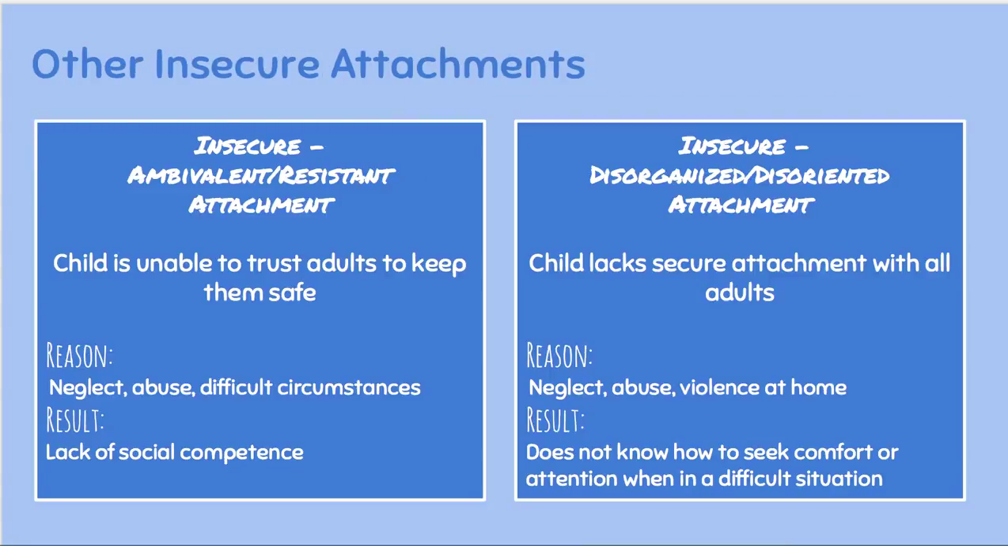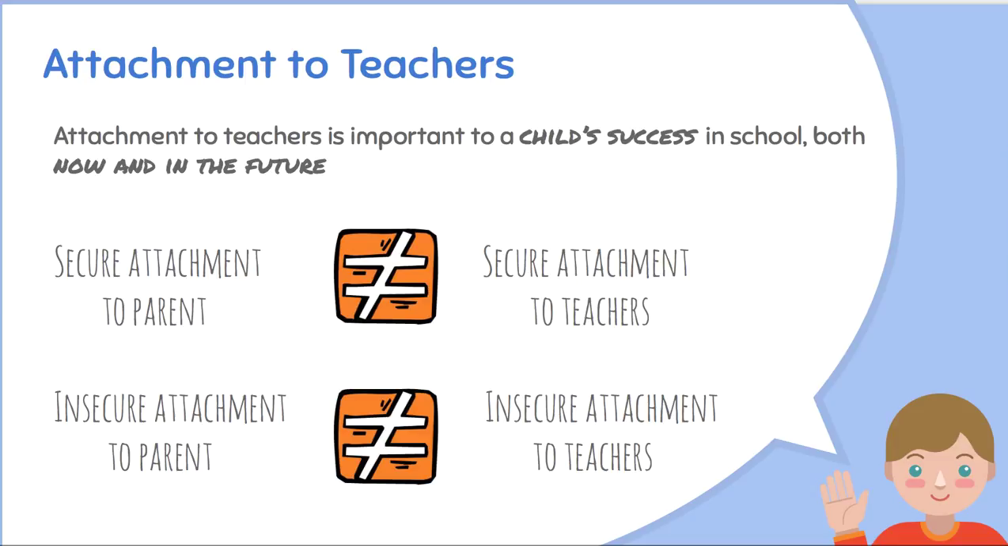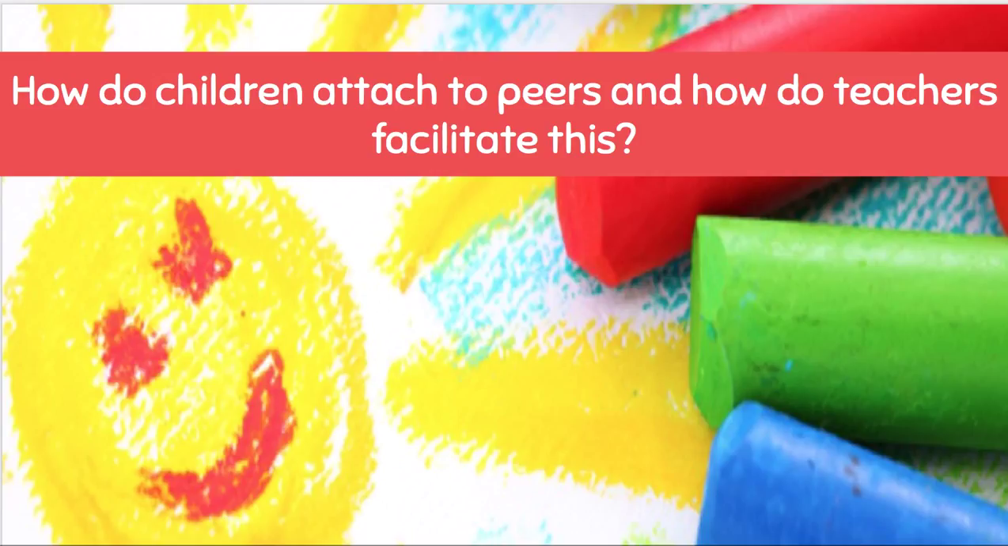There's 2 other forms of insecure attachments, and these are really the most serious ones. We don't have examples of those through video, but you can see the reasons and the results of each of these relationships. I want to point out that children's attachment to parents and children's attachments to teachers are different, so read about these relationships on this slide.